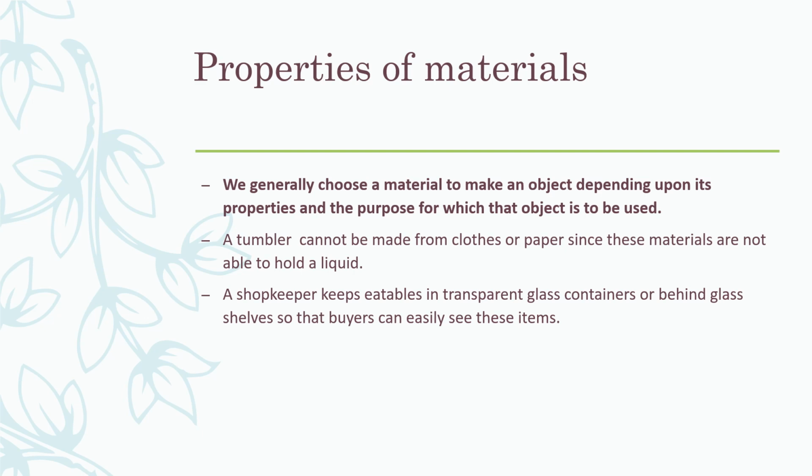So we generally choose a material to make an object depending upon its properties and the purpose for which it is used. Like we have discussed the example of a tumbler. A tumbler is usually meant for storing liquid. So if it is made from cloth or paper, it won't be able to hold that liquid. Similarly, a shopkeeper keeps all the eatables in transparent glass containers so that the buyers can easily see or find these items.